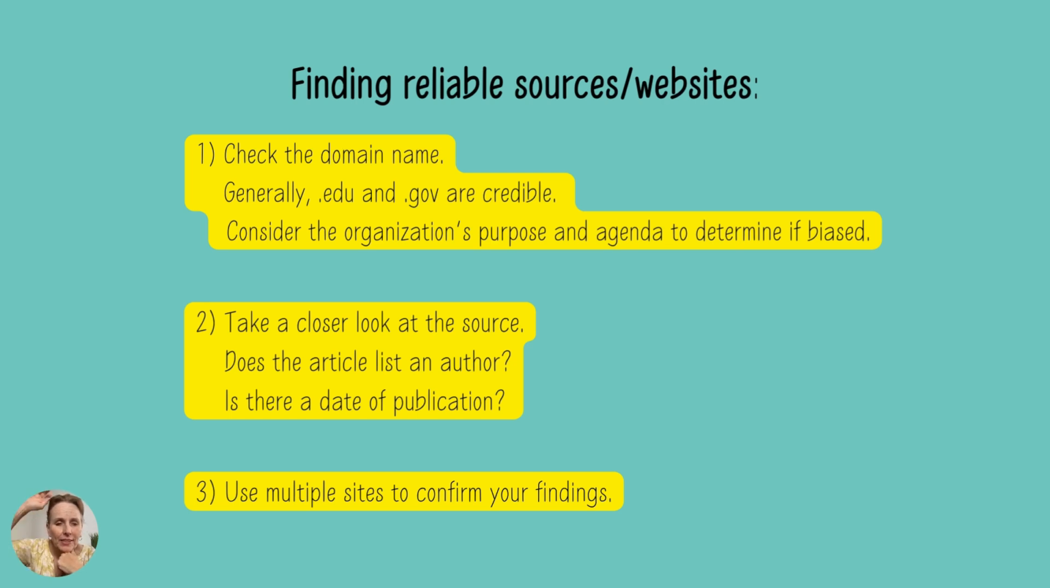The first one says, check the domain name. In the URL, does it end with .edu or .gov? If so, it's most likely credible. Consider the organization's purpose and agenda to determine if it's biased. I doubt we'll have bias on animals. However, for future reference, it's really important to see it through that lens. So, check out the domain name.